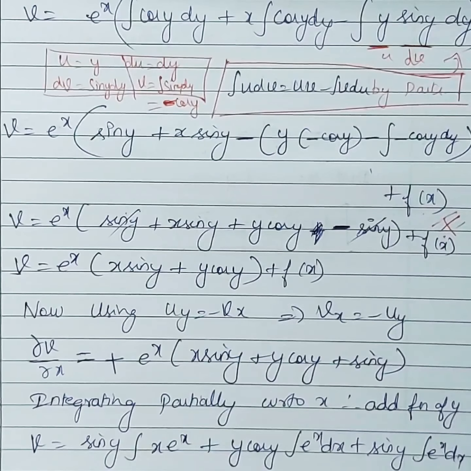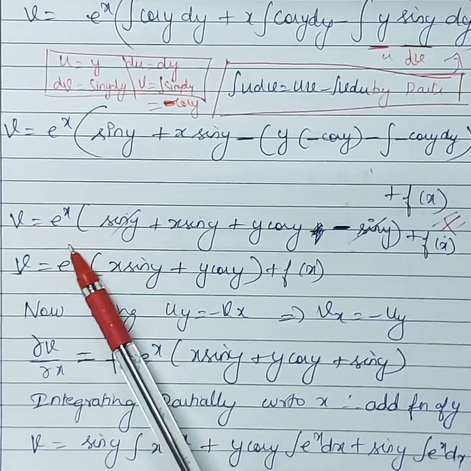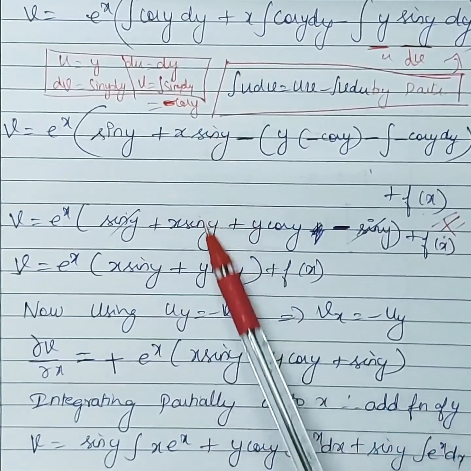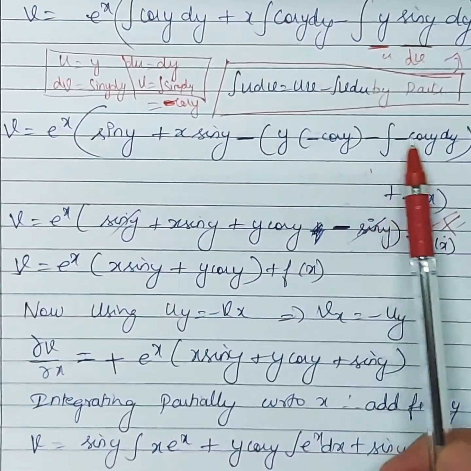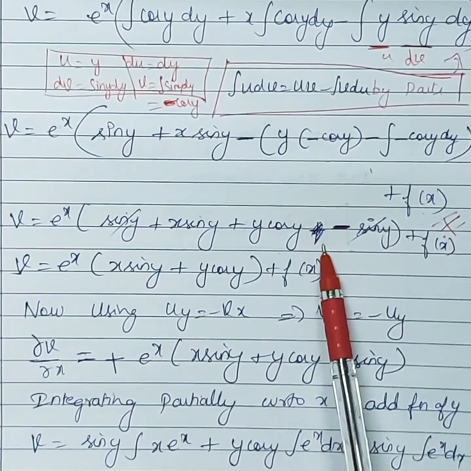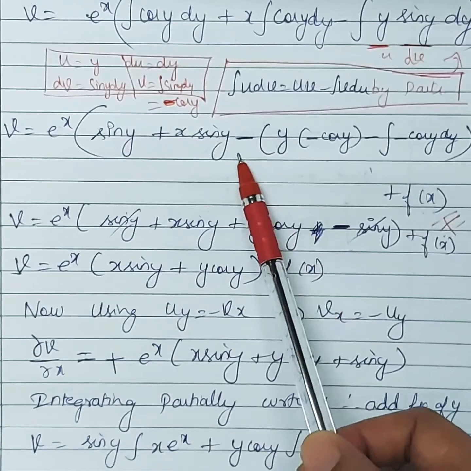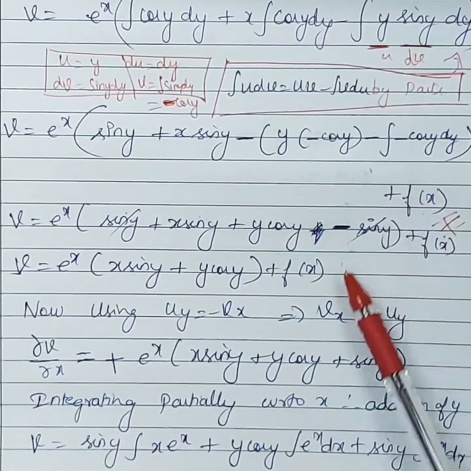Integrating with respect to x means add a function of y, as simple as that. And now we are just going to simplify. e power x we have taken common, sin y we have written as it is, x sin y as it is. This minus and minus will become plus. This minus and this minus is plus, but there is already one more minus. I made a small mistake. I wrote plus here first and then I realized one more minus is there. So please be careful with the silly mistakes.